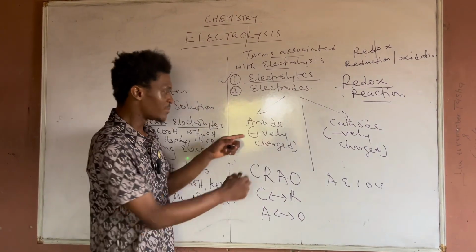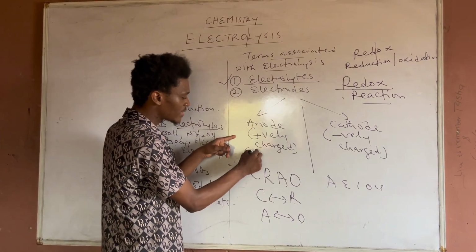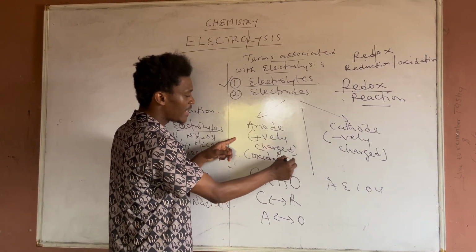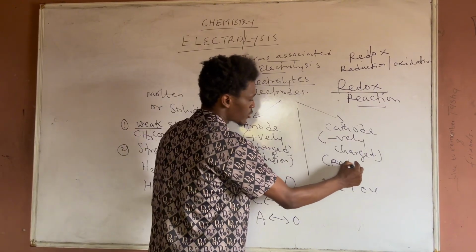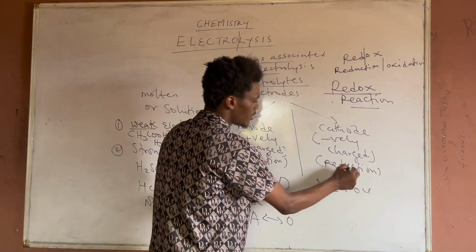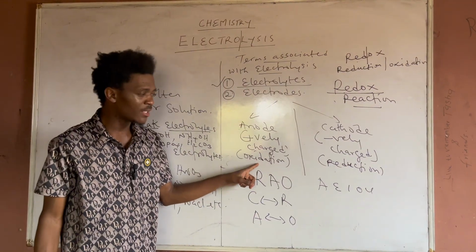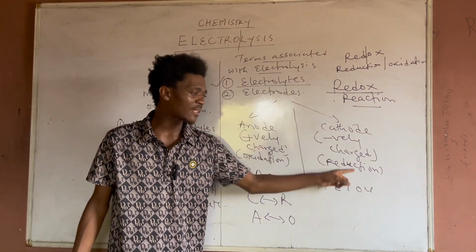What does that mean? It means at the anode, oxidation takes place there. Then at the cathode, reduction takes place here. Reduction occurs at the cathode. So oxidation takes place at the anode and reduction takes place at the cathode.